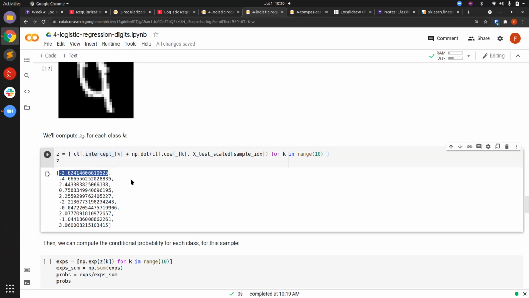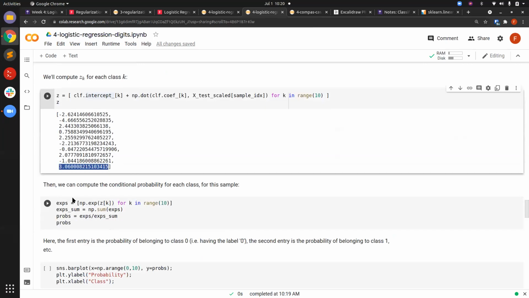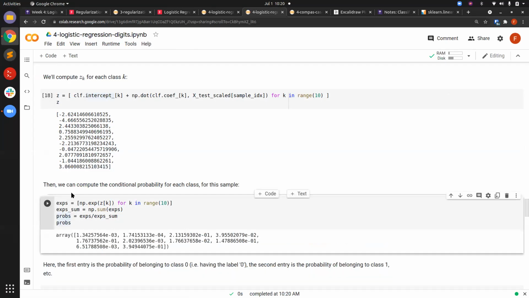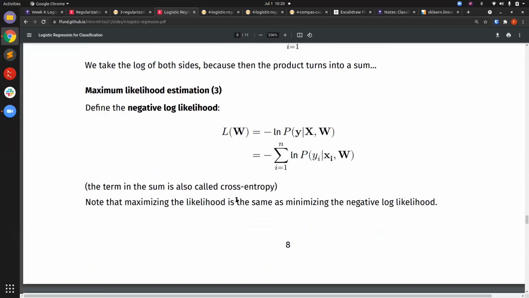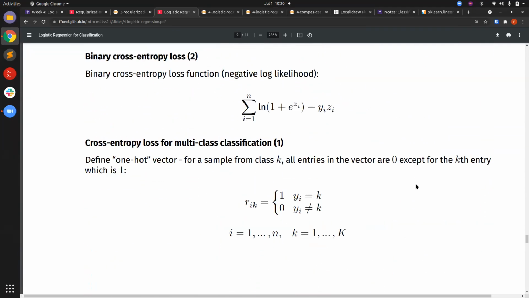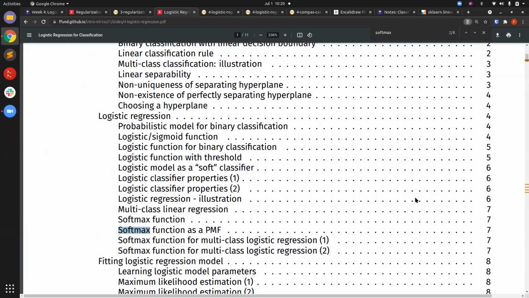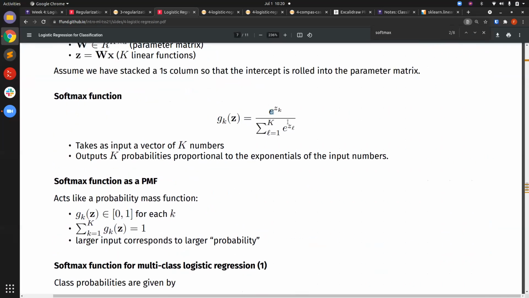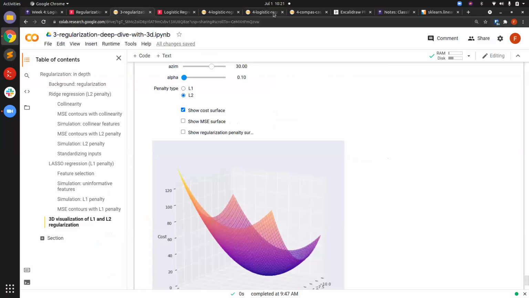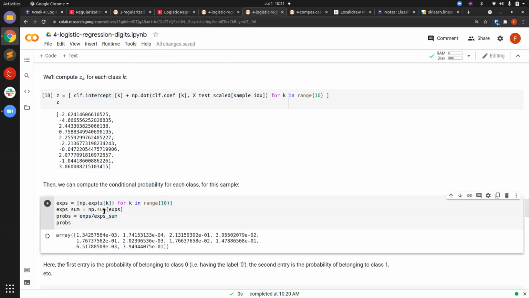Now, a strongly negative Z value means that it's more likely that it does not belong to that class. A strongly positive Z value means it's more likely it does belong to the class. You can see this effect when we compute the conditional probabilities. So now we're computing this G sub K softmax function. We're taking the exponential of each Z and dividing it by the sum of the exponentials. And now we get an array of probabilities.